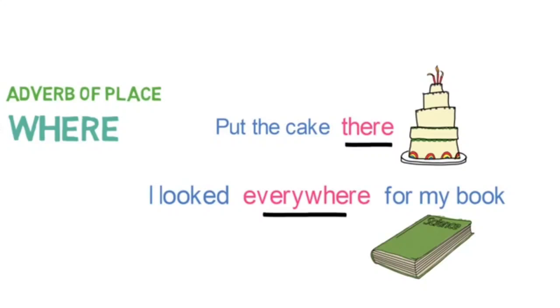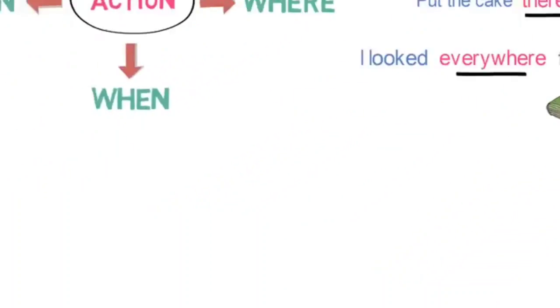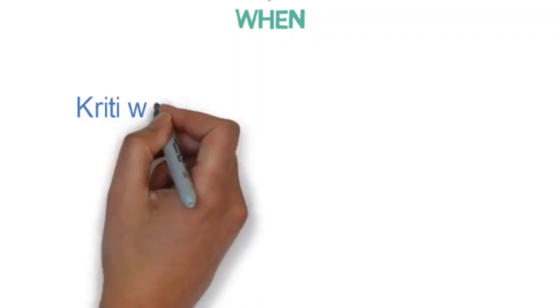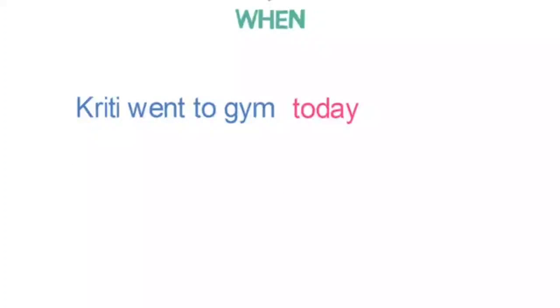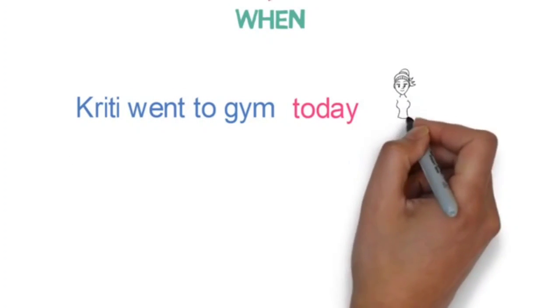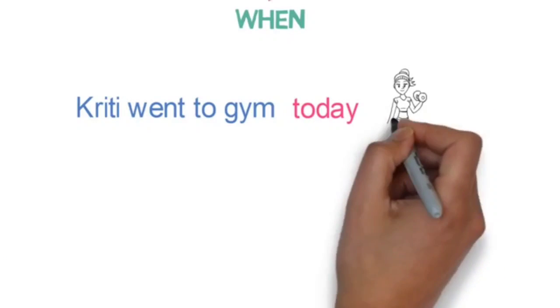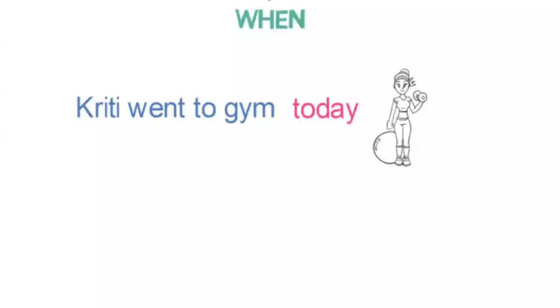Now, let's look into the next way which describes an action: exactly when the action happened. Kriti went to gym today. Here we are able to know that Kriti went to gym. When did she go? Today. So, today is an adverb here.